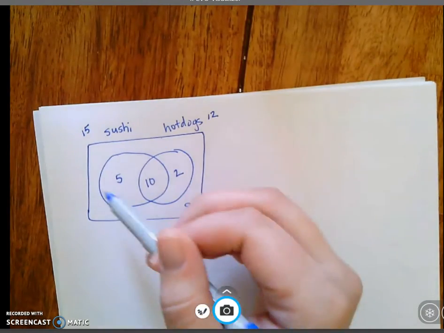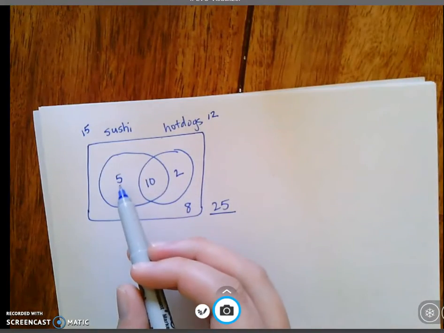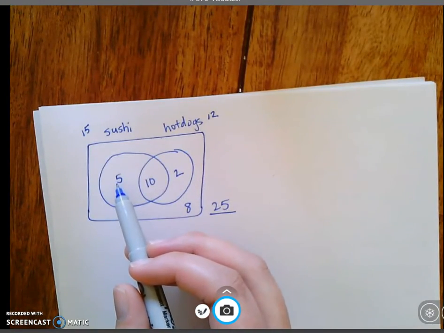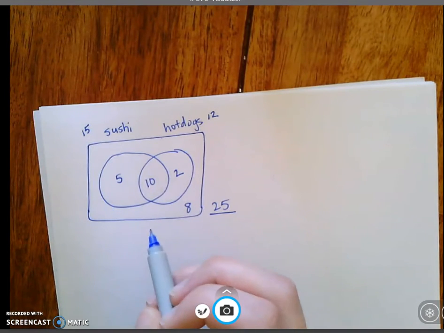So sometimes you see the Venn diagrams. Be careful. This number 5 is not the total that likes sushi. The whole circle is the sushi circle.